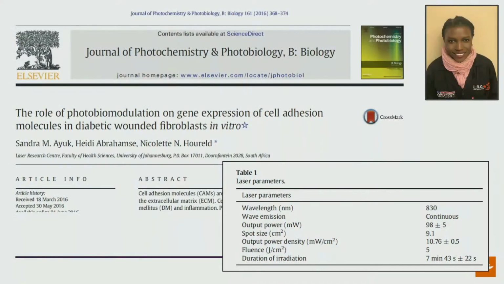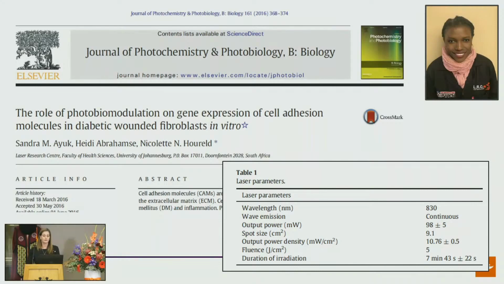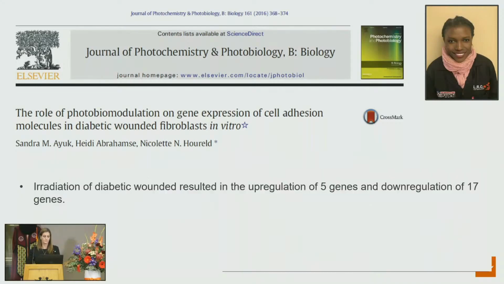Cellular adhesion molecules were upregulated, and the cellular adhesion molecules are the proteins that connect or attach cells to each other. So those were all upregulated, and then our MMPs were downregulated. A similar study was repeated using a wavelength of 830 nanometers, and here the genetic profile was very different.